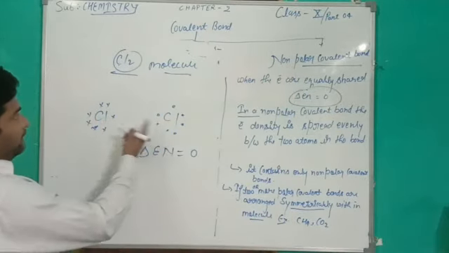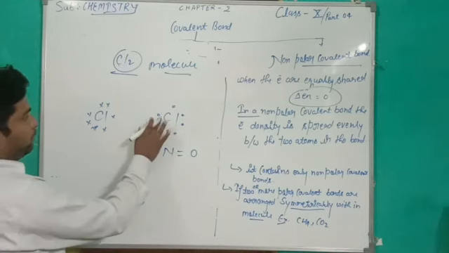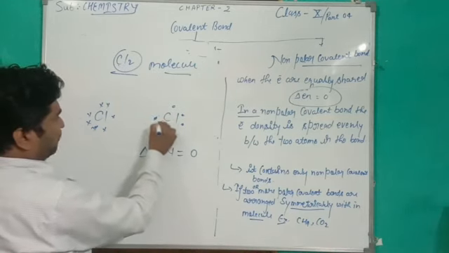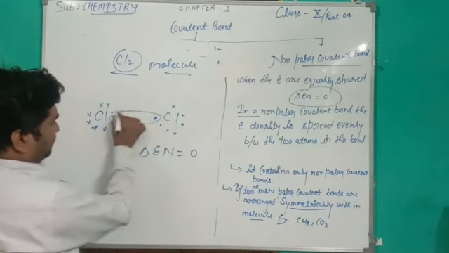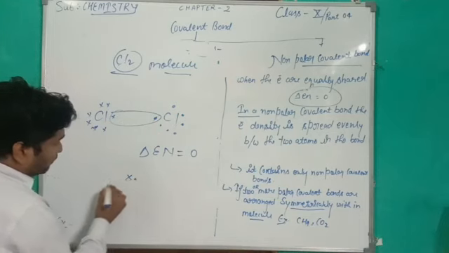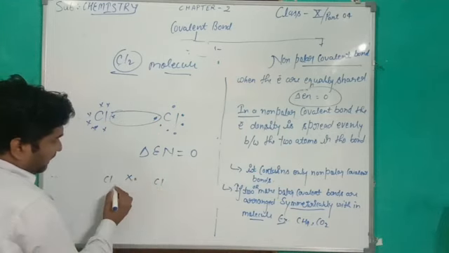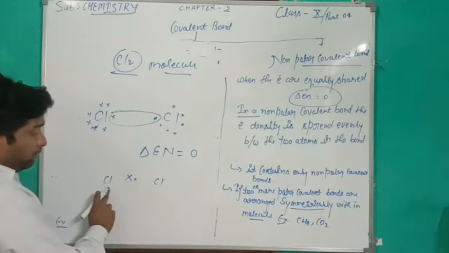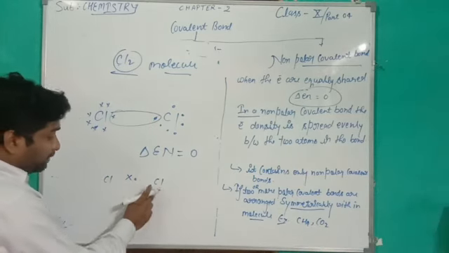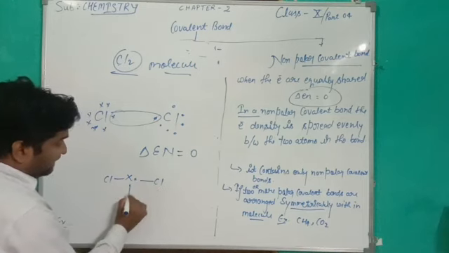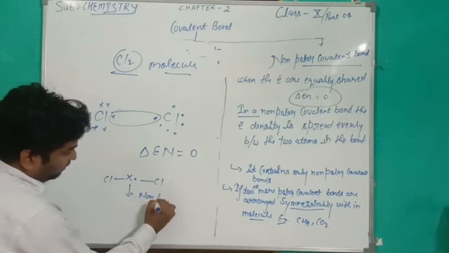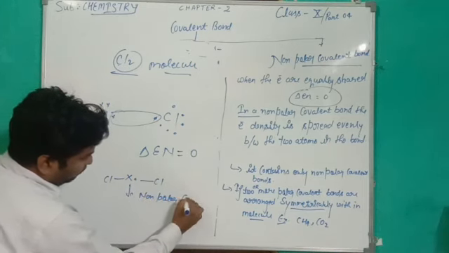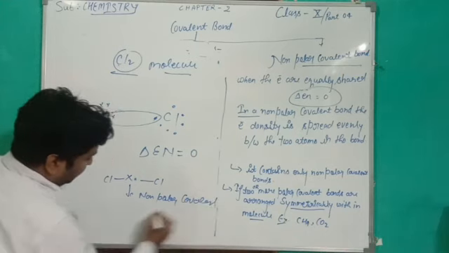Okay, so the chlorine molecule forms a non-polar covalent bond as the chlorine atoms share 2 electrons. So the shared electrons should be at equal distance from both chlorine atoms. That is why this is known as the non-polar covalent bond.